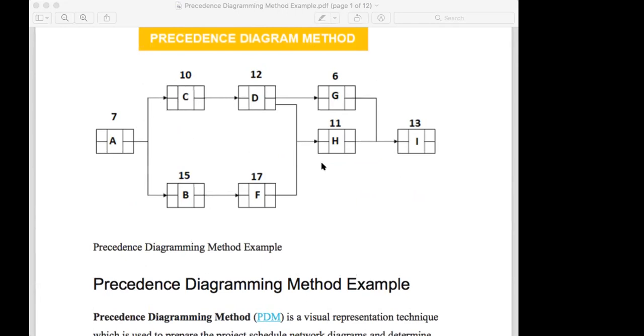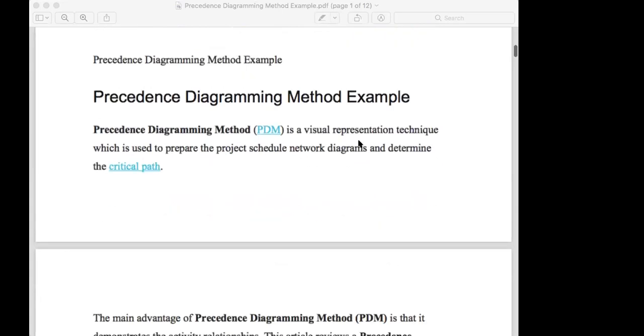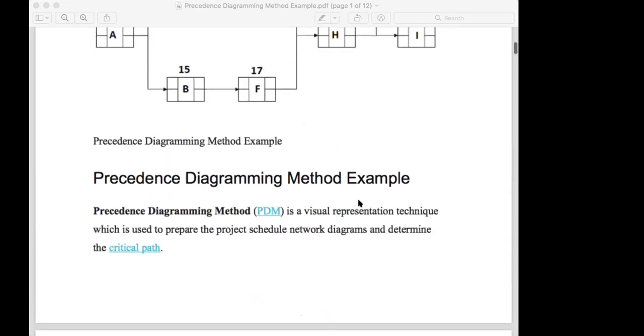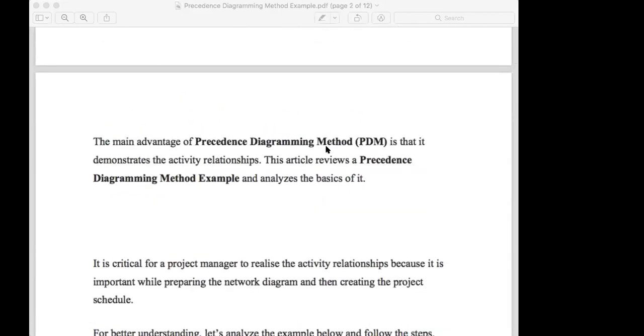All these things you are getting. So what you have to understand is the network diagram and the attributes, the attributes and the durations, so everything you have to understand. This is not a big thing, a visual representation technique only. Then the important thing is to calculate the critical path. So this is the precedence diagram. The main advantage of the precedence diagram method is that it demonstrates the activity relationships.